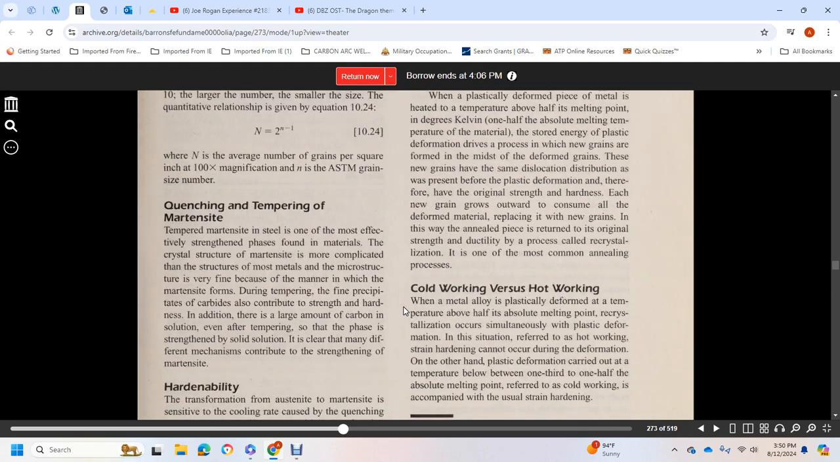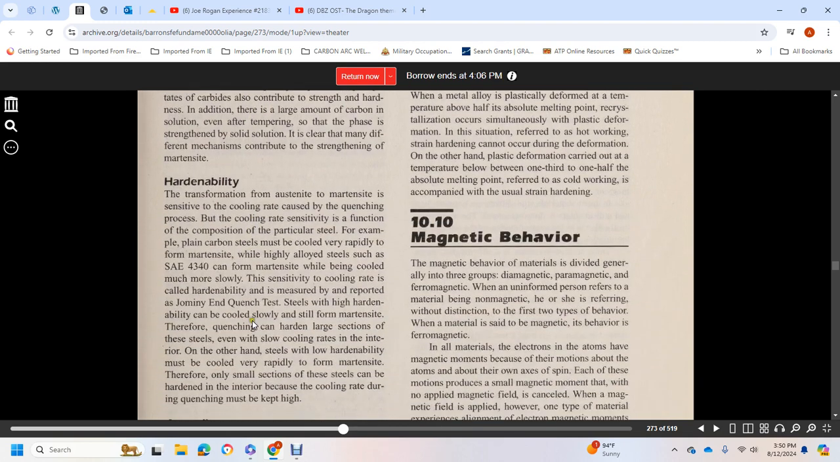Quenching and tempering martensite. Tempered martensite is one of the most effective strengthening phases found in the material. The crystal structure of martensite is more complicated than that of other metals, with a very fine microstructure. During tempering, fine carbide precipitation contributes to the strength and hardening. In addition, a large amount of carbon in solid solution strengthens the phase. Clearly, many different mechanisms contribute to the strength of martensite.